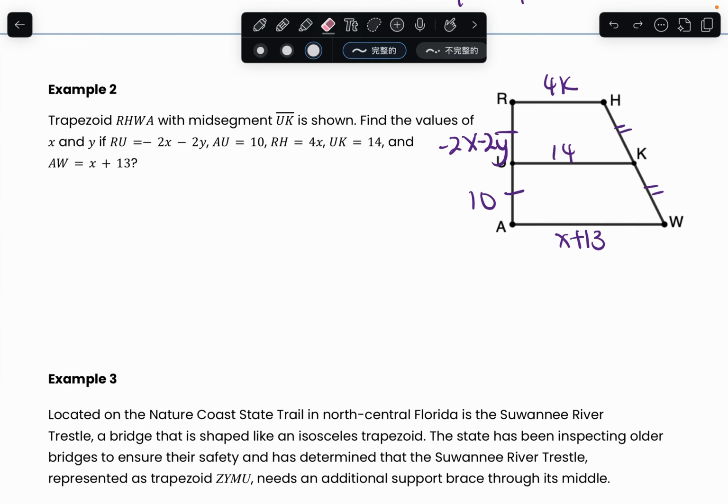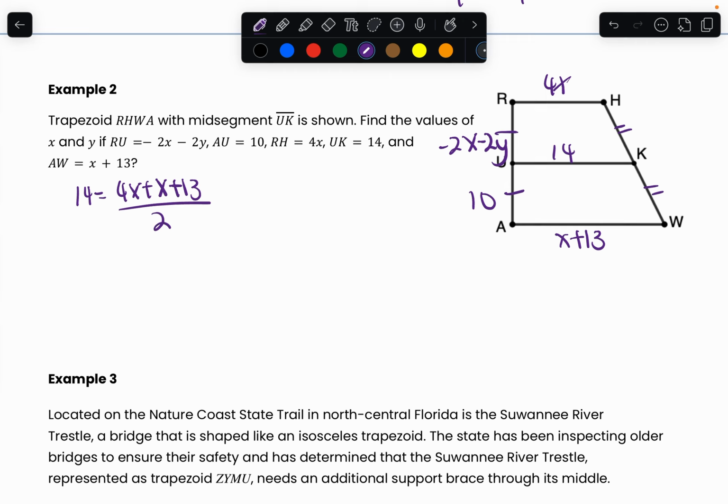Now to find my x here, right here is x. I know this is the mid-segment, so I know this is equal to base 1 plus base 2 divided by 2. So let me go ahead and set up the equation so I can find my x. Mid-segment is equal to 14, which equals 4x plus x plus 13, all this divided by 2.